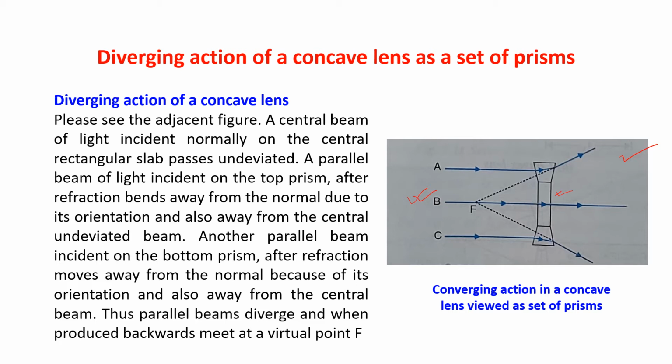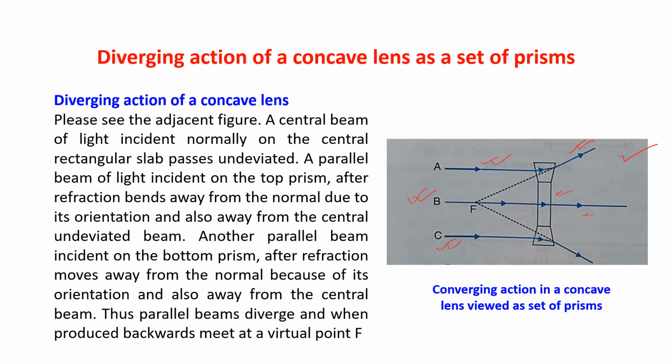A parallel beam of light incident on the top prism, that is A, after refraction bends away from the normal due to its orientation. Okay, so it will move away from the normal and also away from the central undeviated beam. Another parallel beam incident on the bottom prism, that is C, after refraction moves away from the normal because of its orientation and also away from the central beam, that is B.